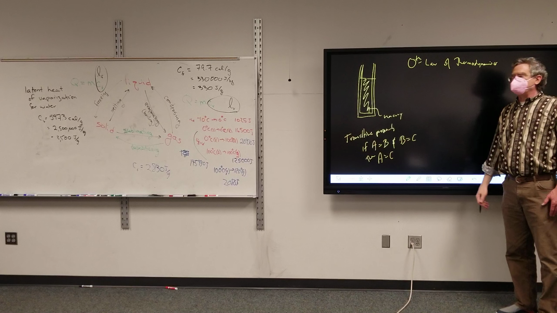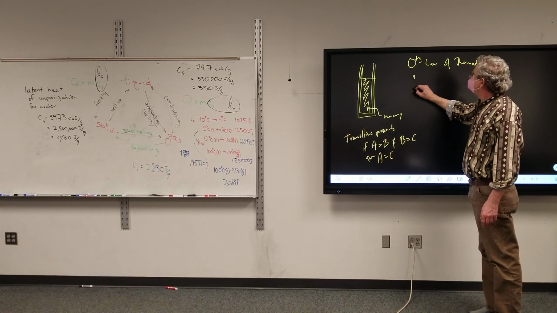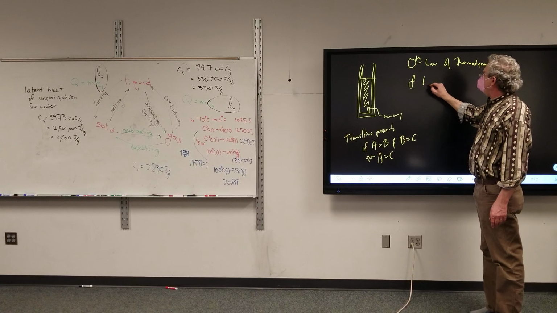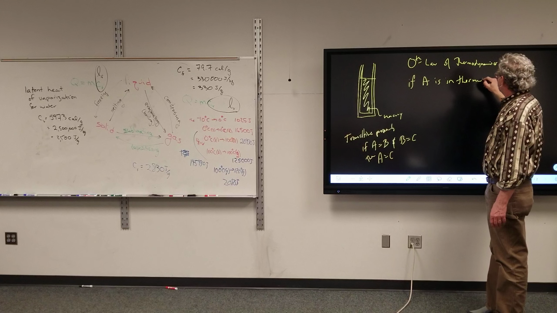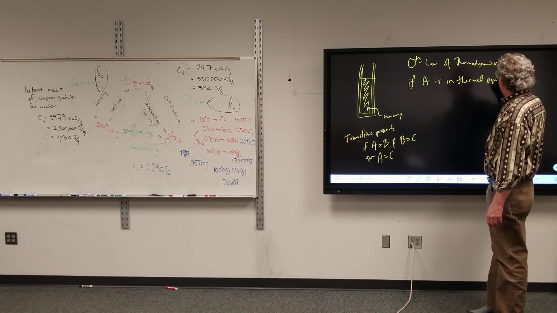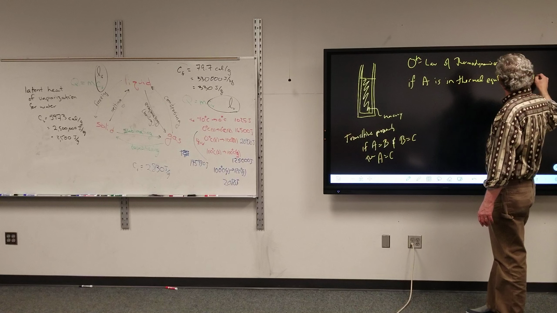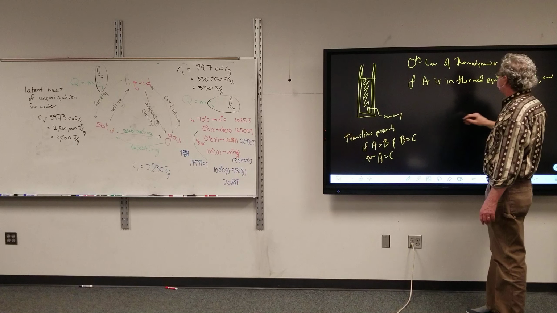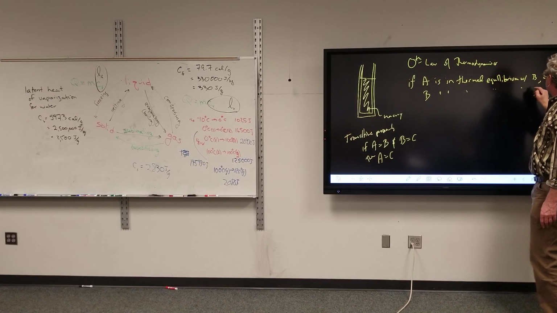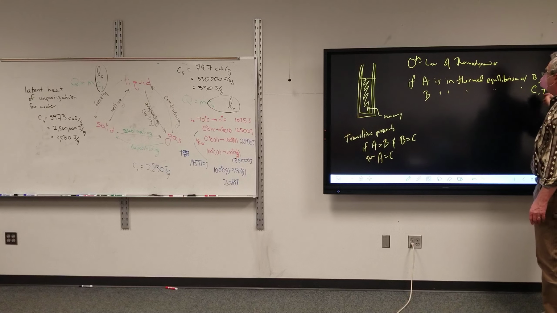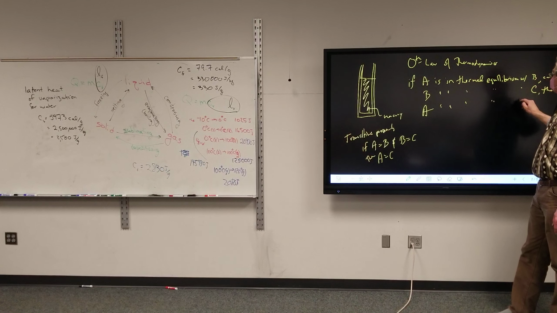Basically, it's the transitive property, but I'm going to throw a lot more words into it. If A is in thermal equilibrium with B, and B is in thermal equilibrium with C, then A is in thermal equilibrium with C.